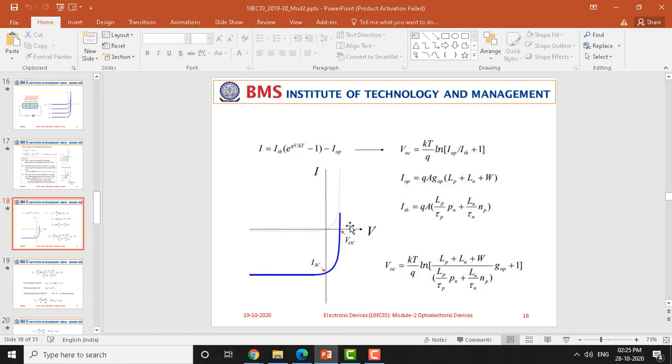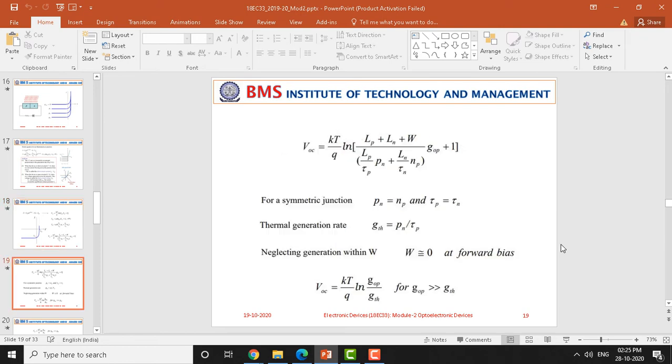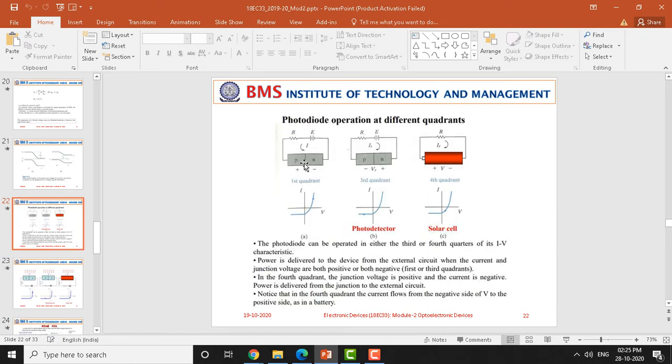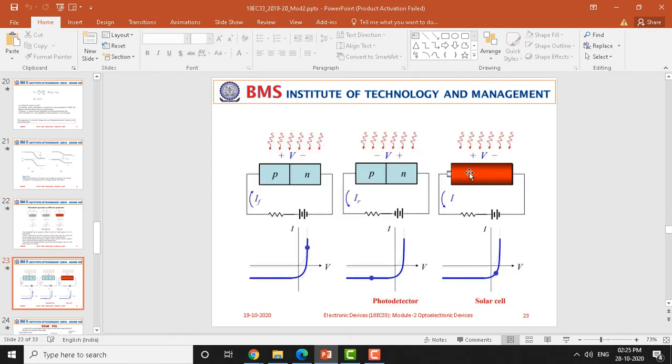This is what I told you, VOC and ISC. The energy band diagram we have seen. These are all the three quadrants shown simultaneously. You can see the device behaves like a solar cell if you operate in the fourth quadrant. Here the device behaves like a photodetector. Here it is an ordinary PN junction diode because it is operated in the first quadrant.